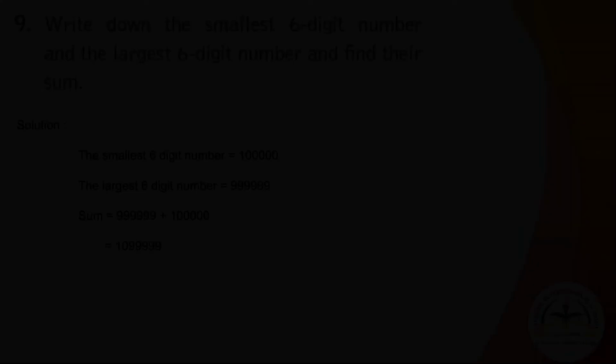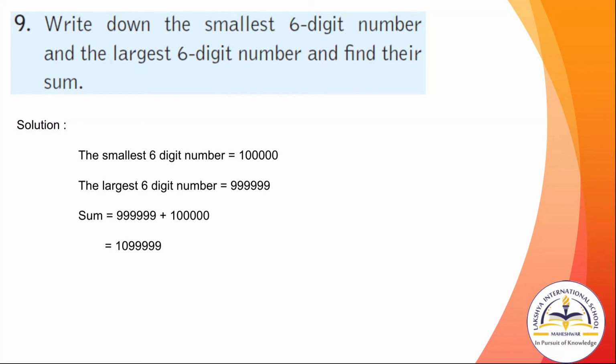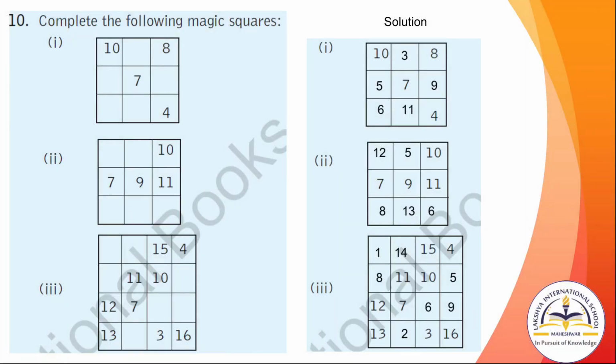Okay. Now question number 9. Write down the smallest 6-digit number and the largest 6-digit number and find their sum. The smallest 6-digit number will be this one and the largest 6-digit number will be this one. You have to add both the numbers, then you will get your answer. Now question number 10, complete the following magic square. So how can you find this? You have to put the numbers and you have to see the total of the rows or columns.